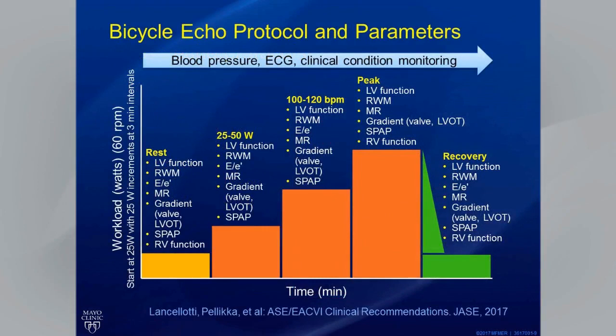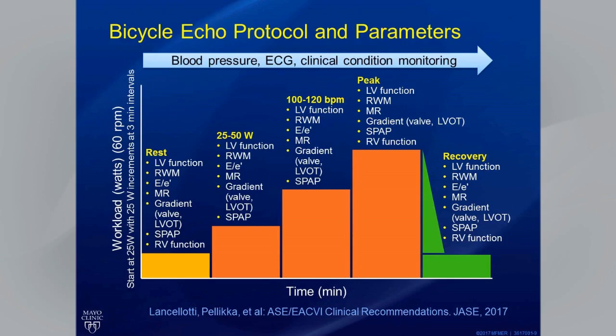For bicycle echo stress testing, we generally start at 25 watts and increase by 25 watts at 3-minute intervals. So this is the workload on this scale, and time is on this axis. There are many, many things that we can measure, and so you need to have a strategy for what is going to be measured, what is most important at the time of the test.